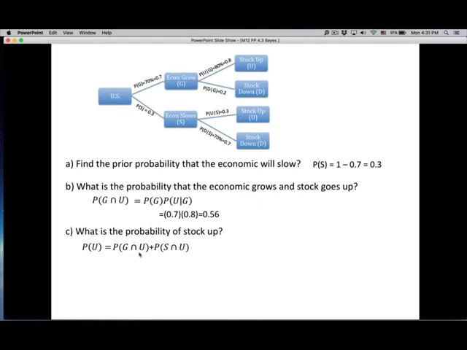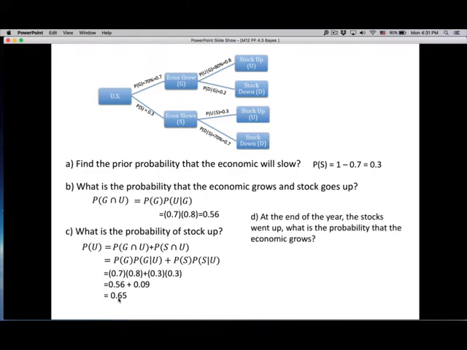Okay, and then we'll be using the multiplication rule again. So this one will be exactly using the formula from the top here. And then this one, the probability that the economy slows and the stock goes up, will be equal to this. Now I want you guys to look at the tree diagram and plug in the information to see what you get. Okay, check your work. You should get 0.65 here.